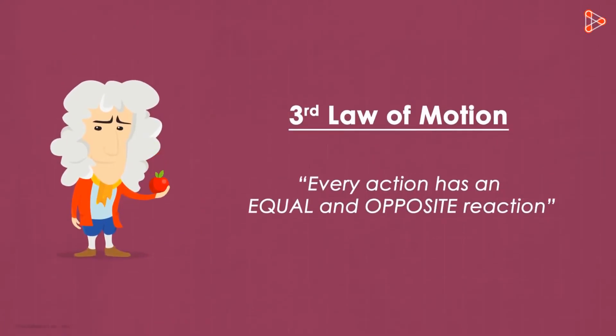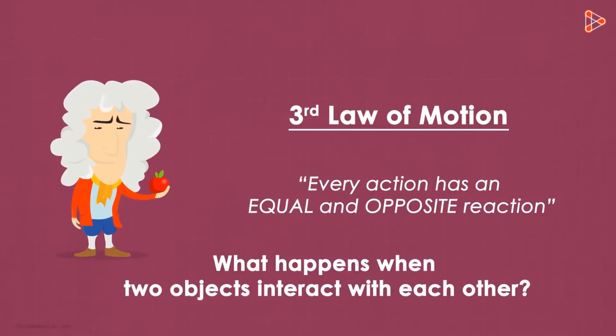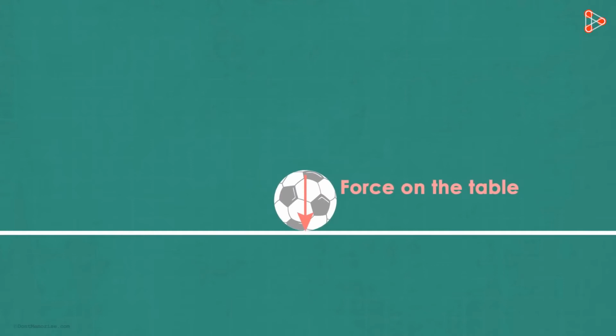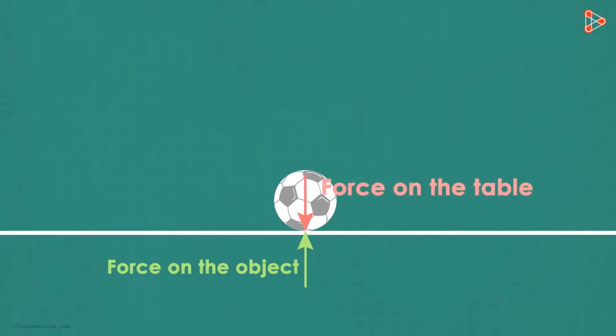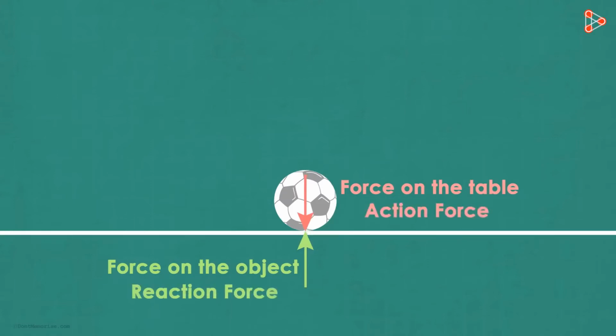The only question you need to ask yourself while studying the third law is, what happens when two objects interact with each other? What happens when you place an object on the table? The object exerts a force on the table and the table exerts an upward force on the object. There are two forces that result from this interaction, a force on the table and a force on the object. The magnitudes of the two forces are the same, but the directions are opposite. These forces are called action and reaction forces. The force exerted by the object on the table is the action force, and the force exerted by the table on the object is the reaction force.